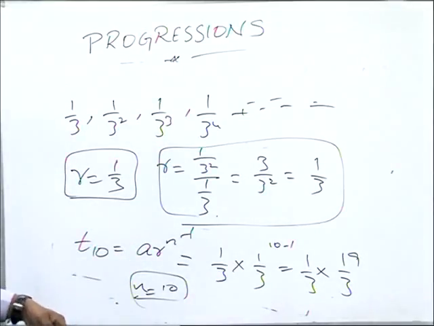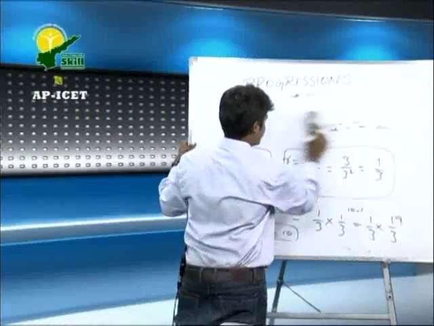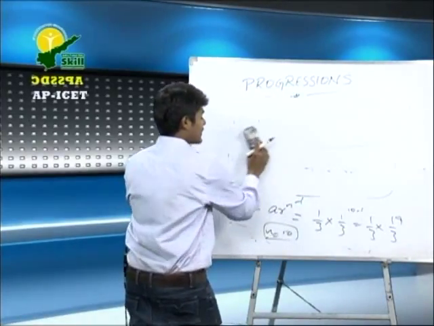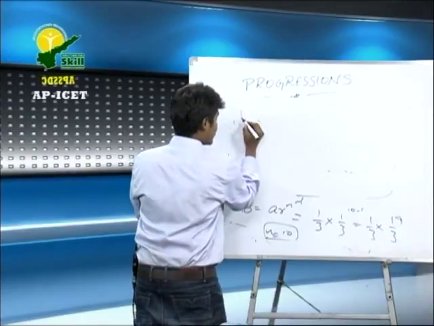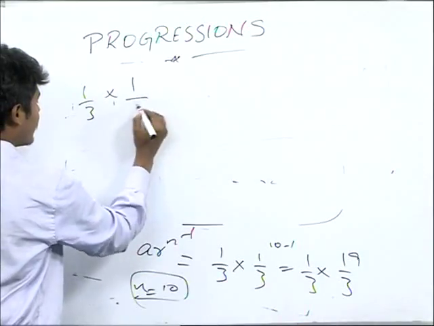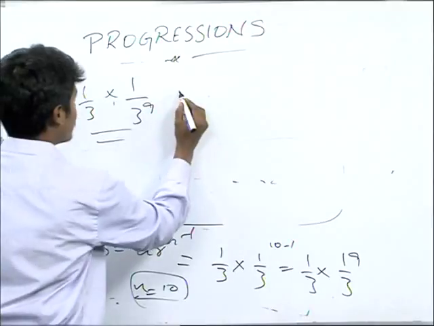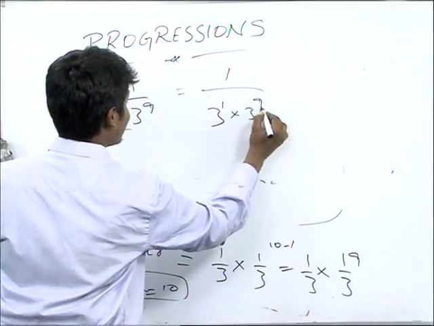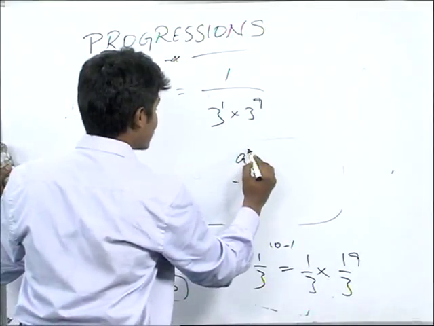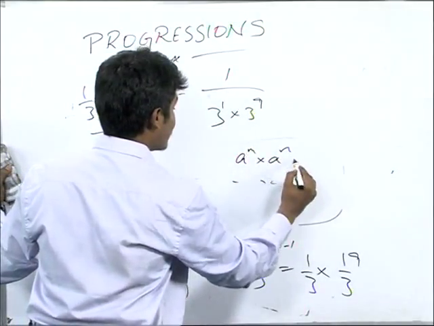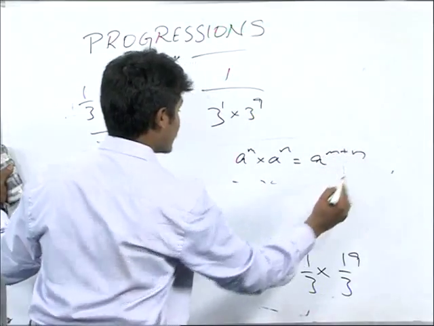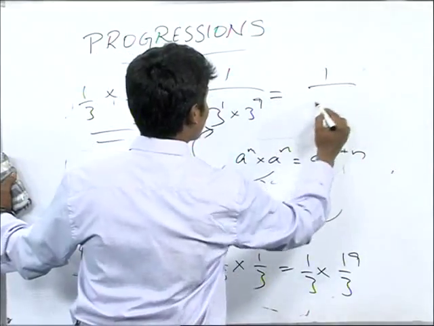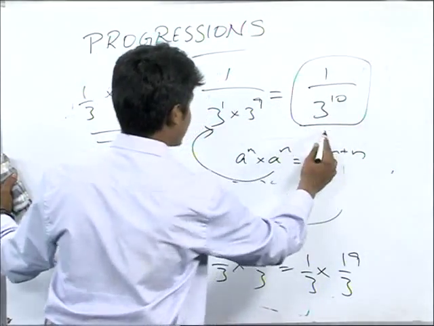By rewriting it as equations, we can write as follows. It would result in a value of 1 by 3 power 1 into 1 by 3 power 9. From the equation a power m into a power n, it would result in a power m plus n. So, applying this equation to the above sum, it would result in 1 by 3 power 10. This is the 10th term of the series.